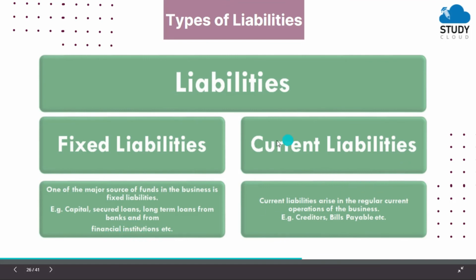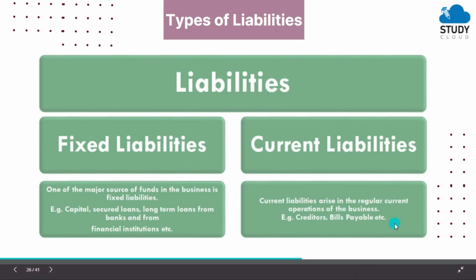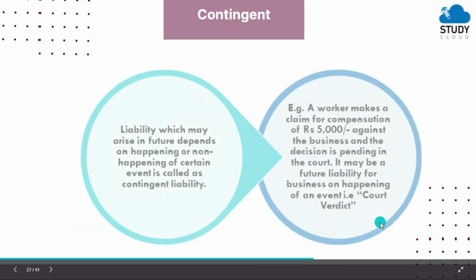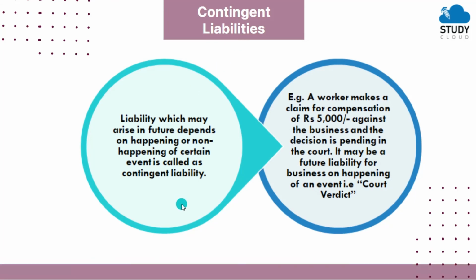Then there are current liabilities. These liabilities arise in the regular current operation of the business. Usually the period of such liabilities is around 1 year, like creditors, bills payable, etc. Then further, there is contingent liability. This liability means the arrival of such liability will depend upon the happening or non-happening of certain events. Only then you are supposed to pay the amount, if such events occur.